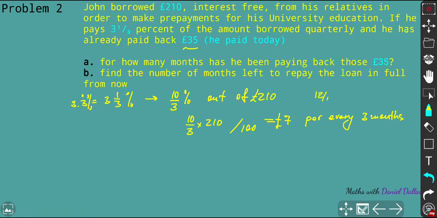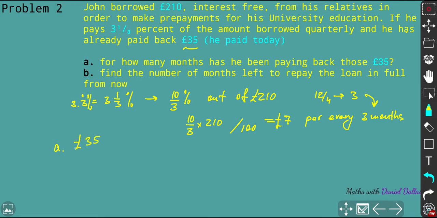That means you'll get 3 months per quarter. All right, so every 3 months he paid 7 pounds. Now, if it turns out to be 35 up to now, how do we calculate the number of months? We simply do the following: 7 times 3 is going to be... we can do the following: 35 pounds.